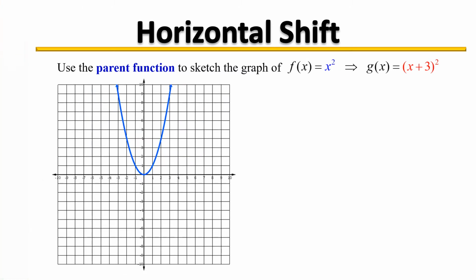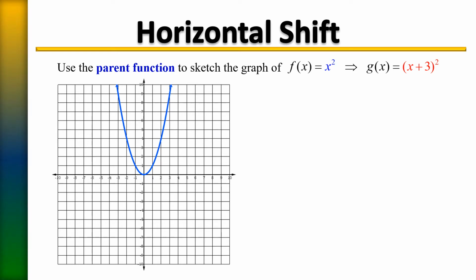In this next example, we're going to use the parent function f of x equals x squared to sketch the graph of g of x equals (x plus 3) squared. So notice that our number 3 is within the function, so therefore it is a horizontal shift. And when you see x plus some number, that's meaning that the number itself was a negative, and that's how you got the positive. So that means we're going to move 3 units to the left since the number itself is assumed to be negative.